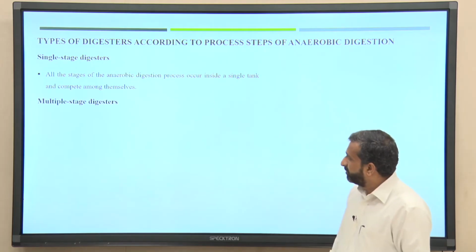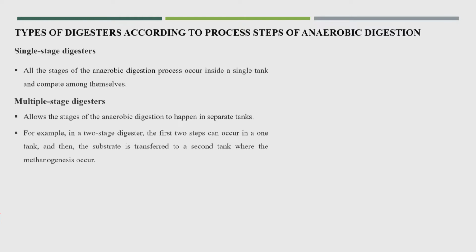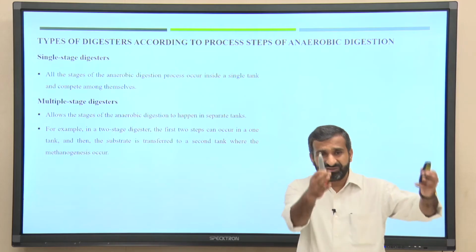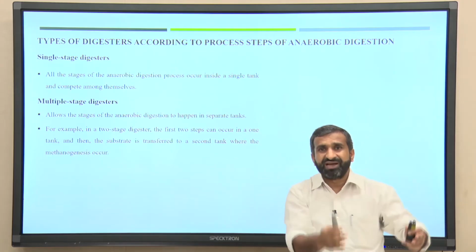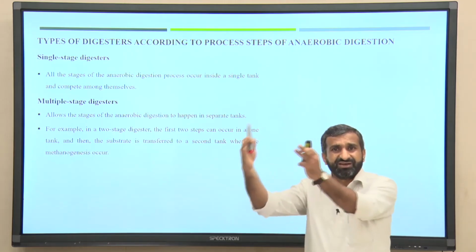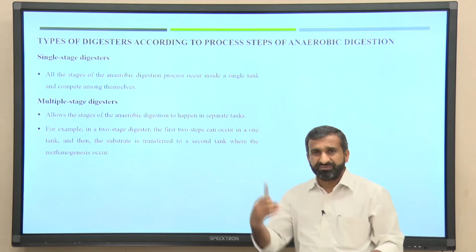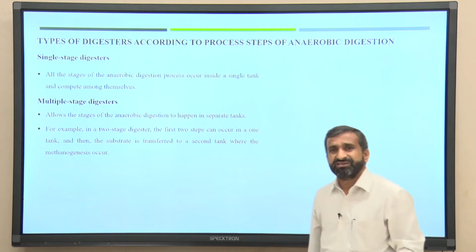Or it could be a multiple stage digester, which allows the stages of anaerobic digestion to happen in separate tanks, like in the example of a 2 stage reactor. The first 2 steps can occur in one tank, then the substrate is transferred to the second tank where the methanogenesis occurs. So, there will be 2 tanks, one tank for the hydrolysis and acid phase, and the outlet of that reaches another tank for the methane phase or methanogenesis stage.